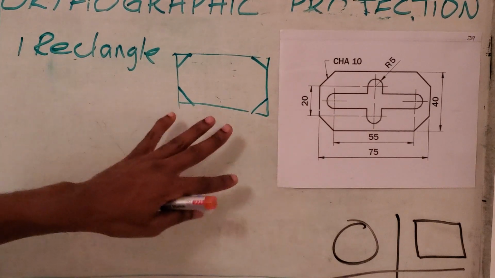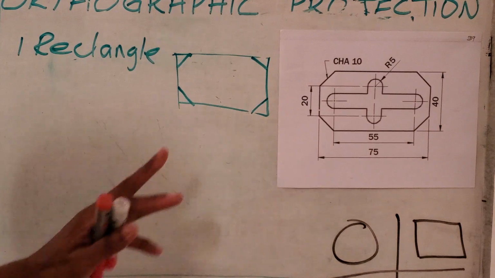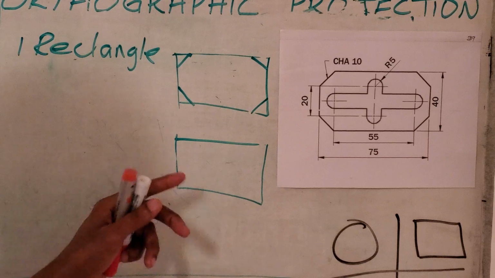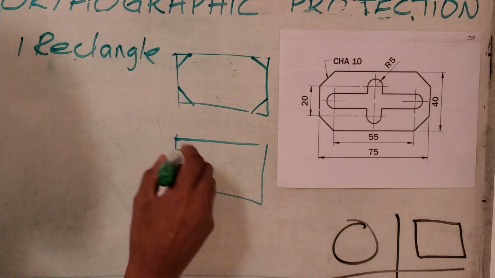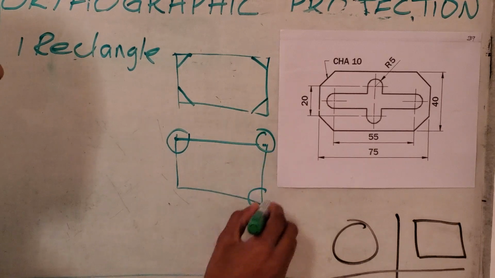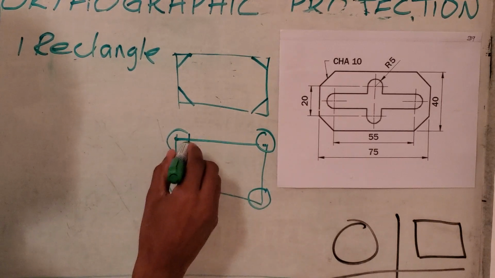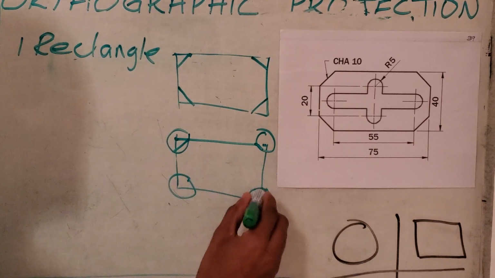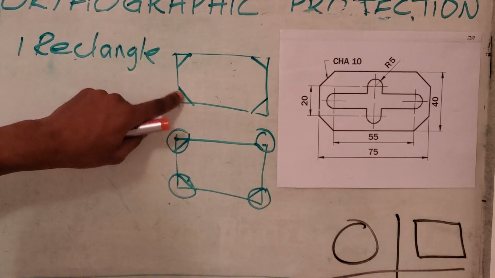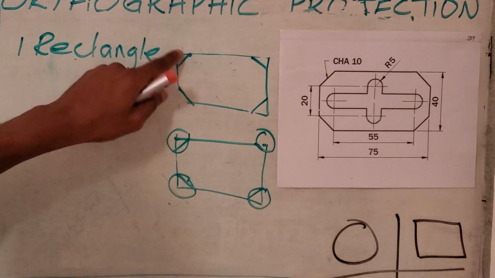Or you could also use rectangle, and then use a circle of radius 10, one circle there, copy to here, copy to get these, then draw those. So this is another way in which you could get the chamfer at that end.